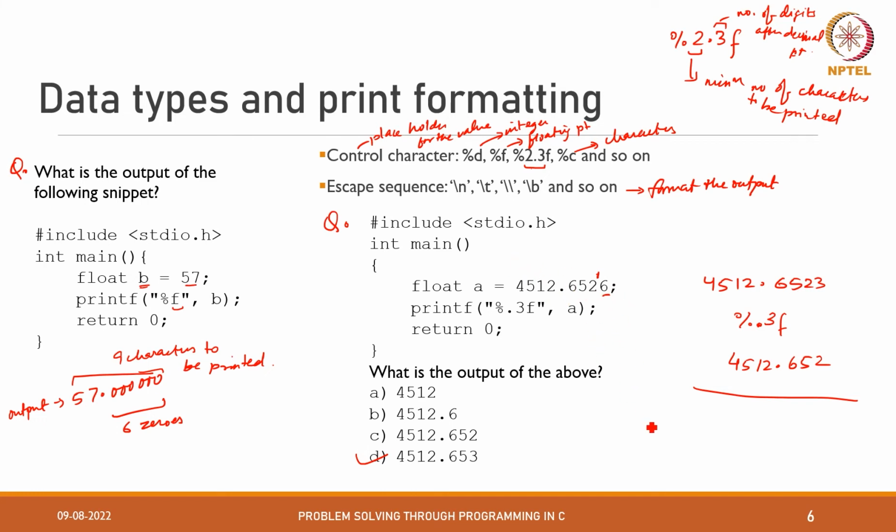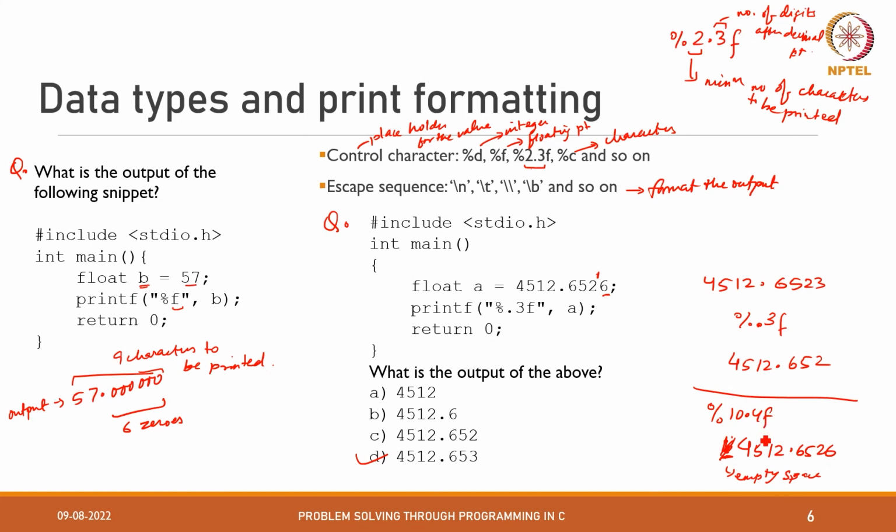So what if I wanted %10.4f? We have 9 characters total, but we are saying that we need 10 characters at least. So what will be printed? We'll have 4512.6526, and we'll have one space before it that will be printed. It's an empty space here. So this is what will be printed if you want 10 characters minimum.